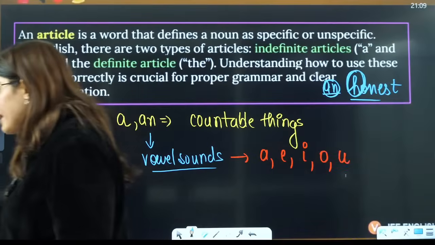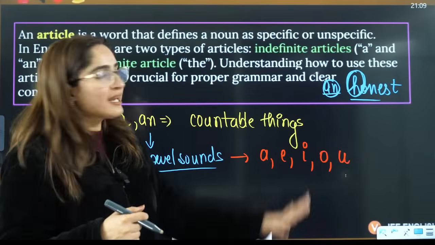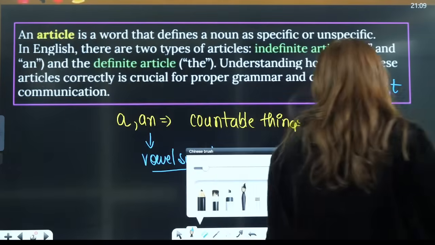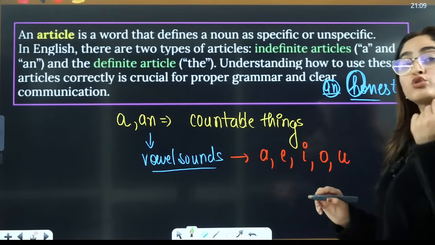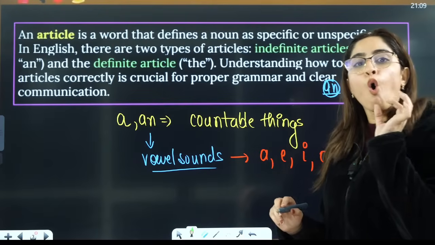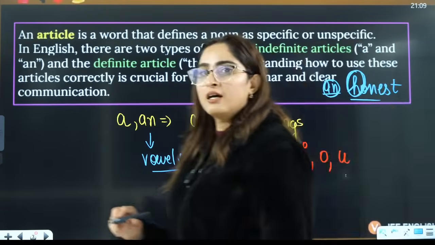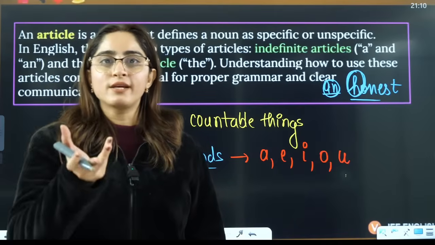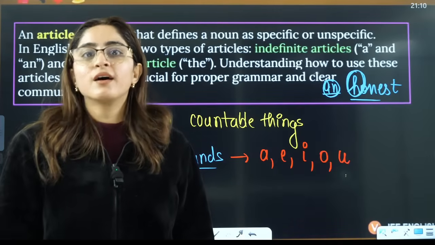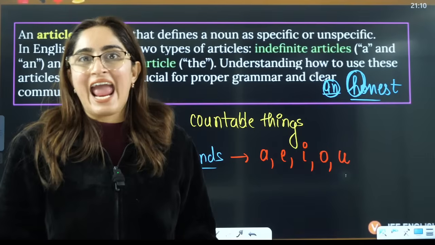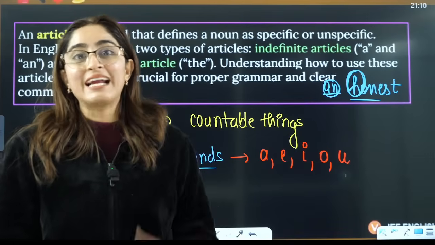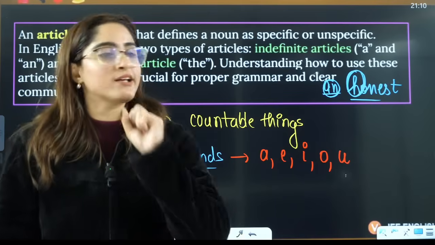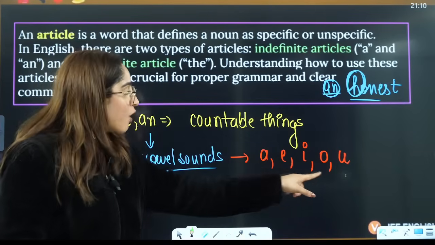Why is it an here? Why is it not a here? The reason is that we go by the sound. It is honest. You don't say huh-nest, you say honest. Hen, he, that is her, he. But what do you say for honest? You say o. So it is honest, it is of this sound. The sound should be like this.